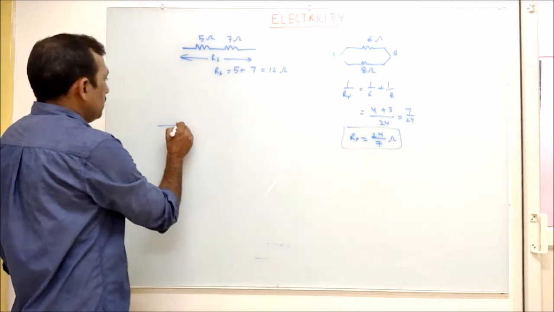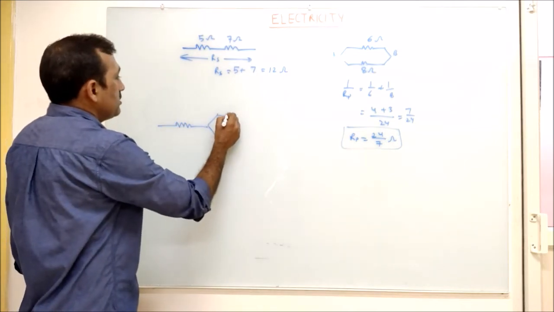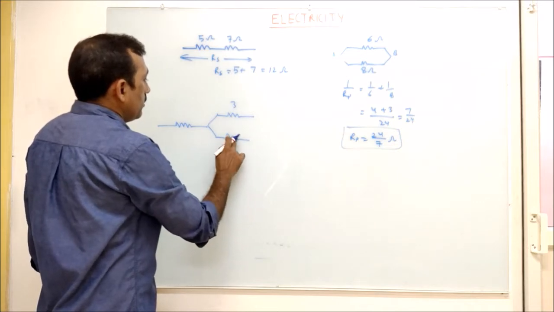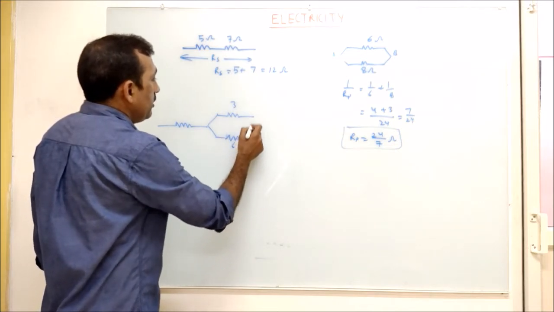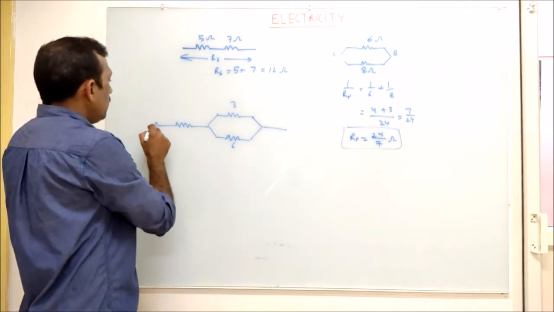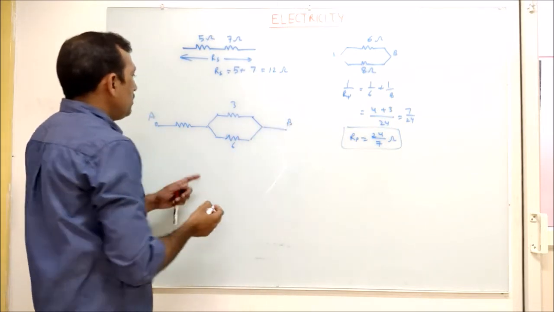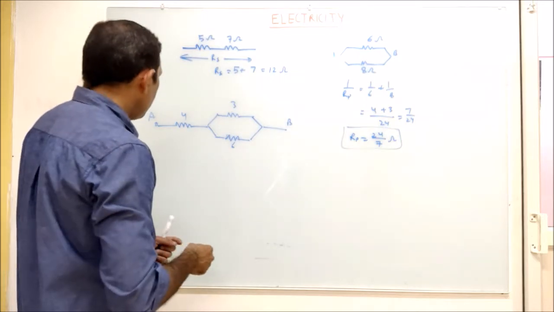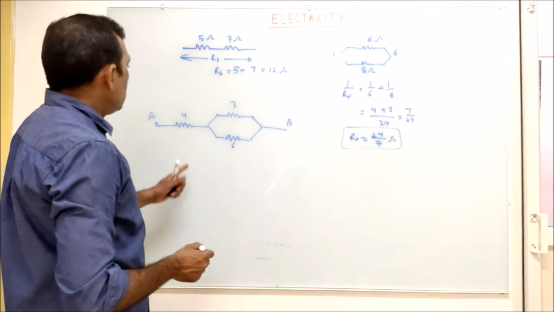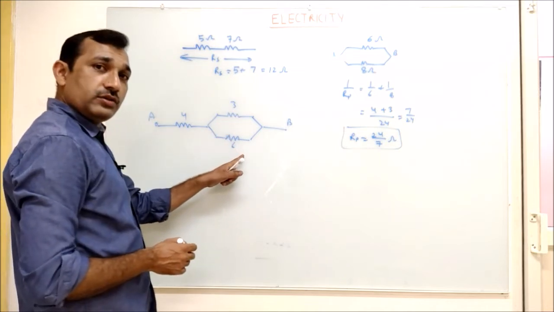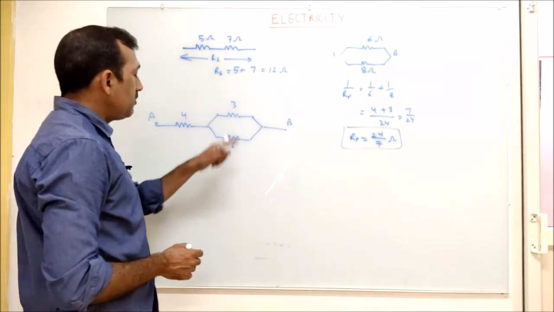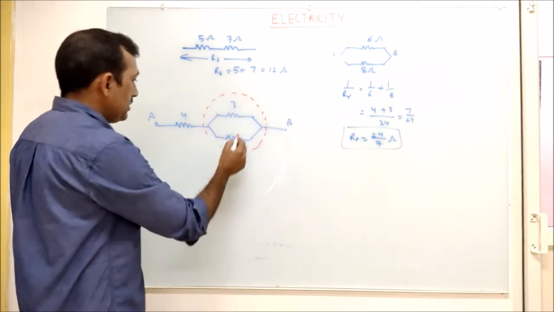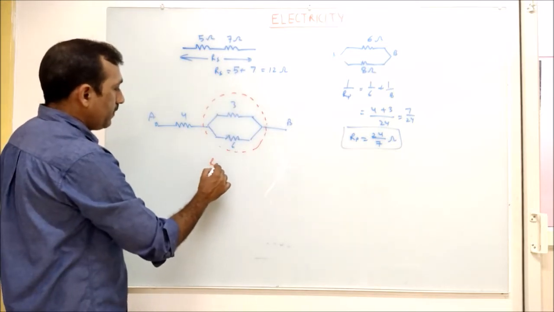Say in an exam the question can be like this. Let me make it neatly. Now, what is the total resistance between points A and B? And this is say 4. Now, these two resistors are in parallel. So let me first solve this. Let me first find this. Say suppose this is Rp.